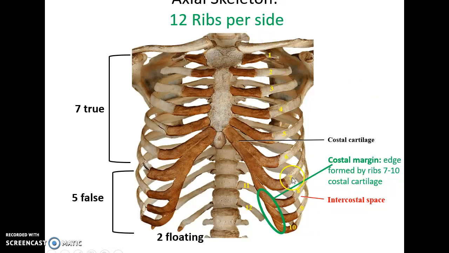Turns out ribs 1 through 7 are also known as the true ribs because they connect directly to the sternum. Ribs 8, 9, 10, 11, and 12 are known as false ribs. Ribs 8, 9, and 10 attach directly to the costal cartilage of rib 7, so they do not connect directly to the sternum, while ribs 11 and 12 do not attach to the sternum at all. Hence, those are the 5 false ribs on each side. And then ribs 11 and 12 are also known as floating ribs because they do not attach to the sternum at all.